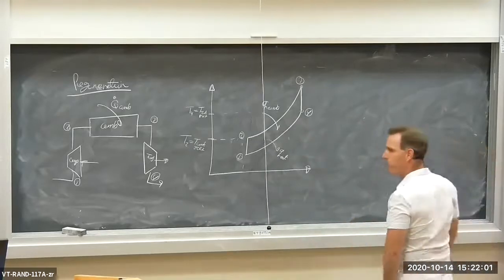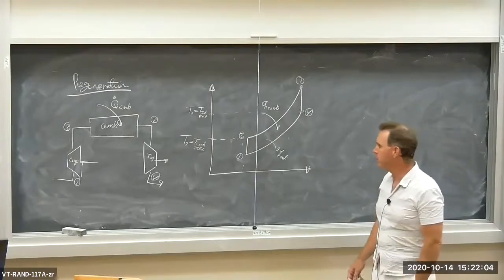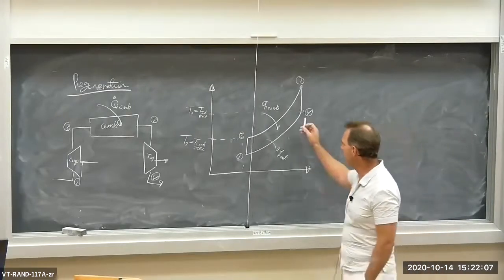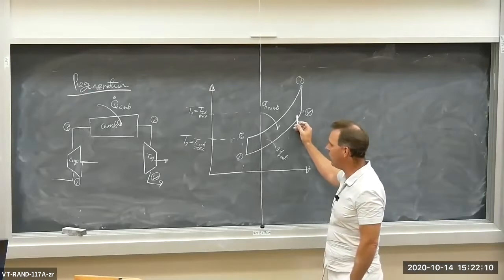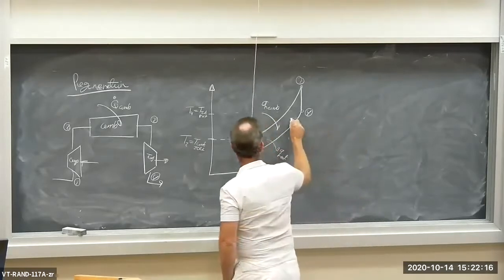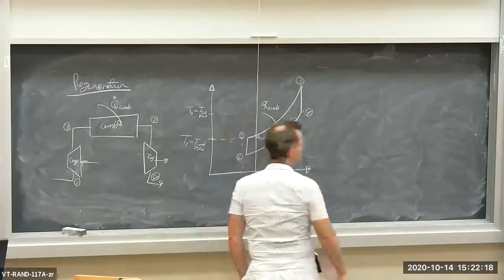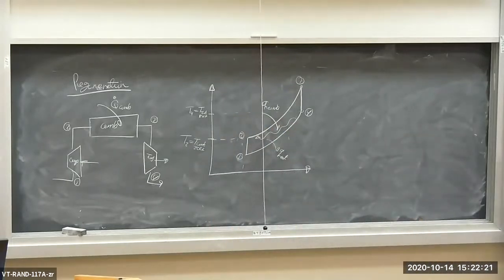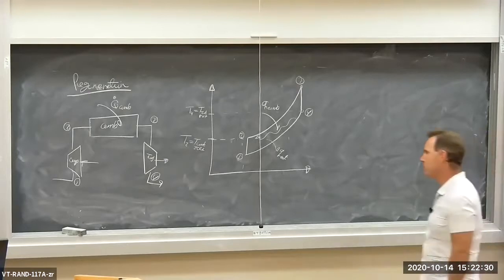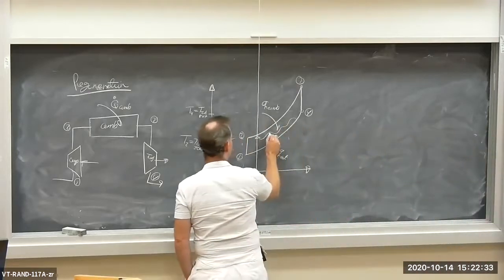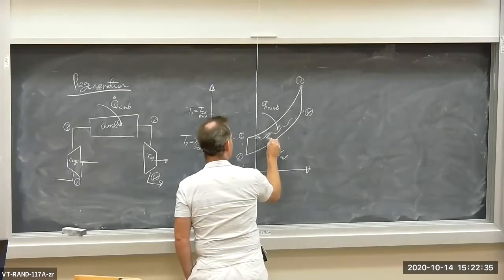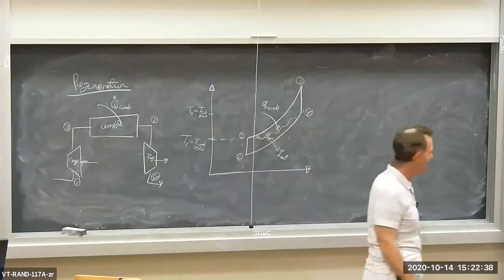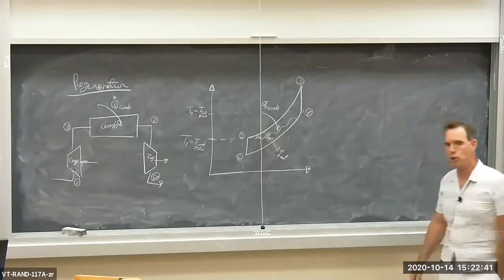Now, heat naturally flows from hot to cold. So in theory, there should be some way that I can take some of the heat from the hot exhaust air, the exit of the turbine, and let it flow into the airflow before it goes into the combustor. I can preheat the combustor inlet gas. So I'm going to call this heat exchange Q-regen, Q-regenerate, R-E-G-E-N, regenerate.